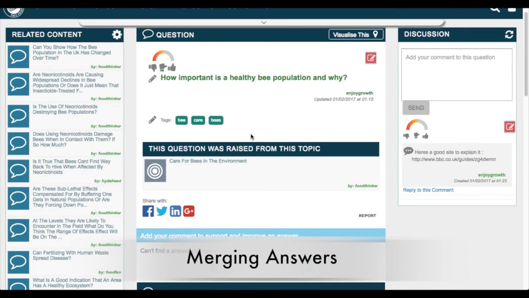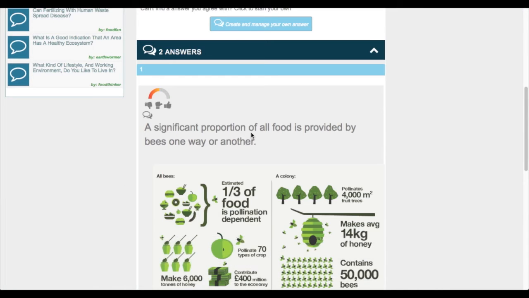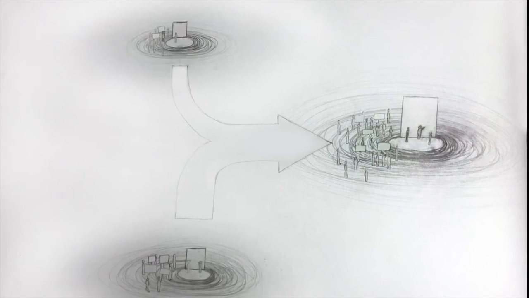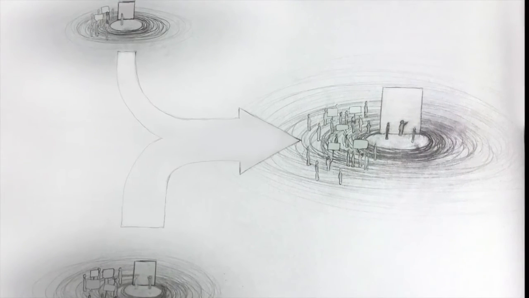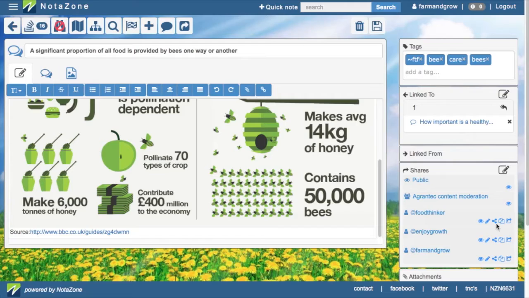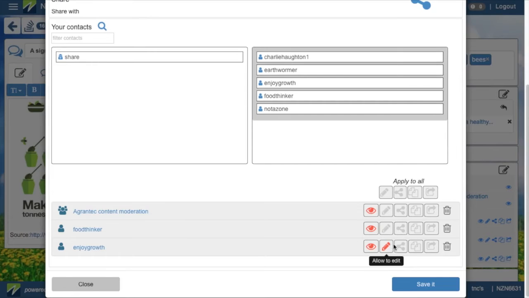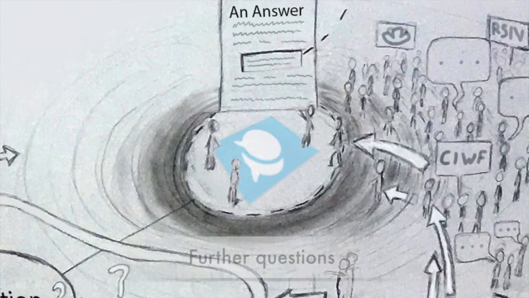Wherever possible, people can merge similar answers together, if they are basically in agreement, in order to have fewer answers representing the views of more people. When merging, you share the edit rights with the other group and then delete one group.